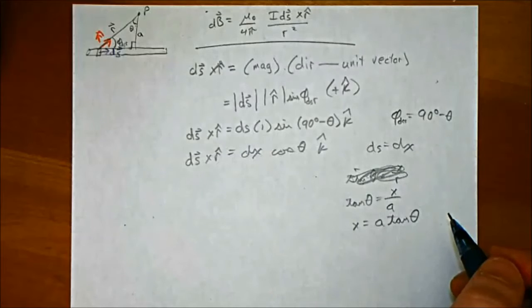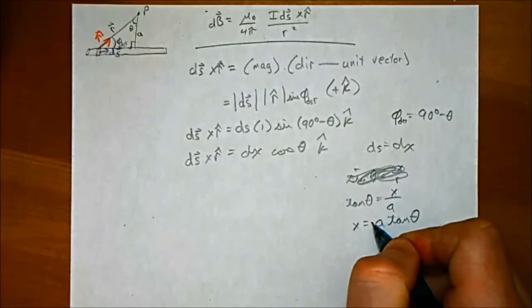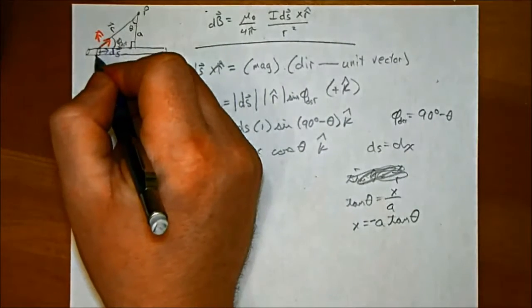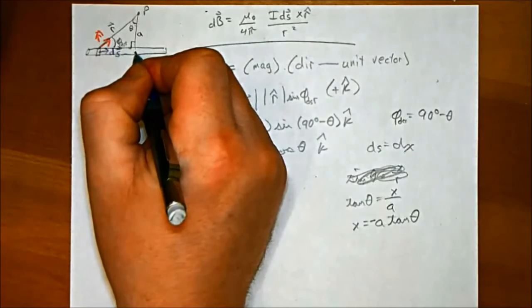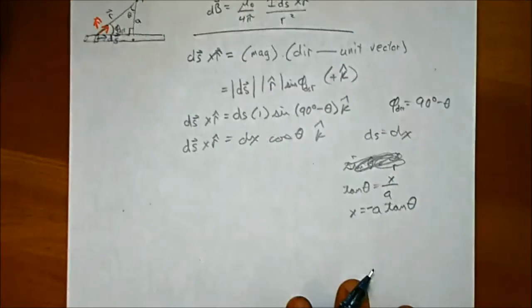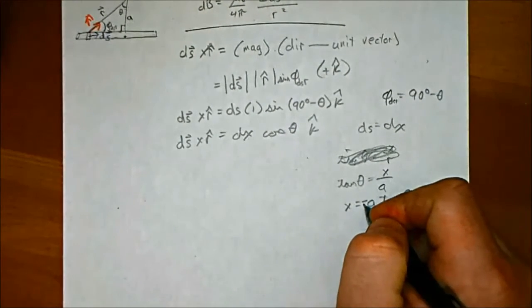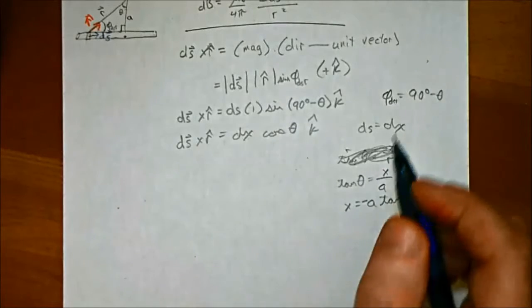Now, the way your book does it is they say that x is negative a tangent of theta because we're on the negative side of the origin, where the origin is right here under P. There are different ways to do this, but I'm just going to go with what the book says and say this is negative. Now this will get, I think, a little bit more confusing when we talk about the limits of integration, but so be it.